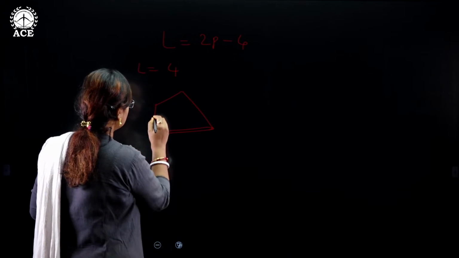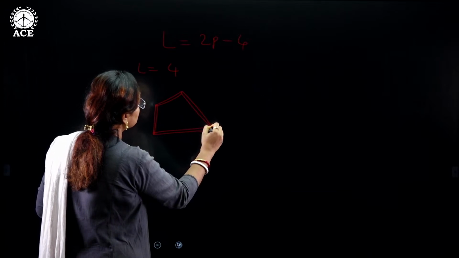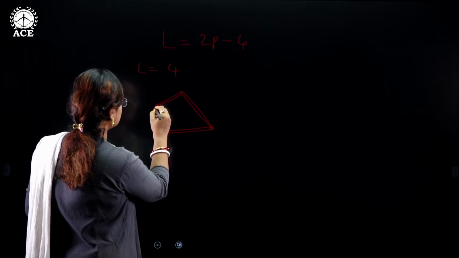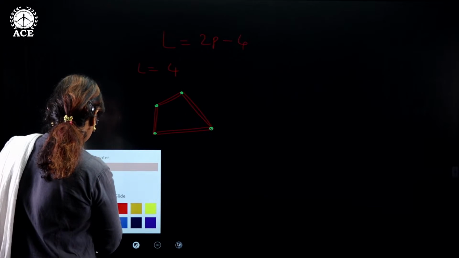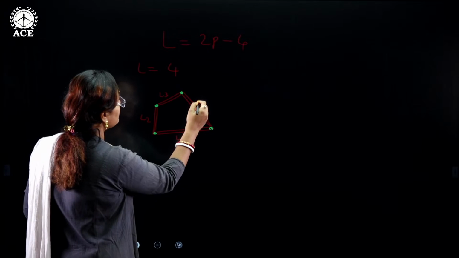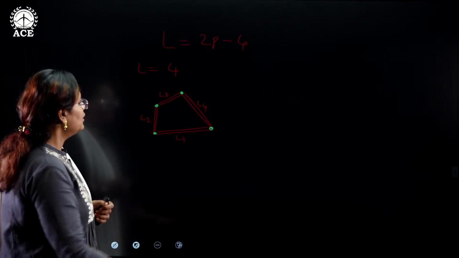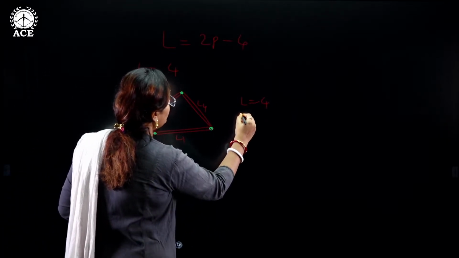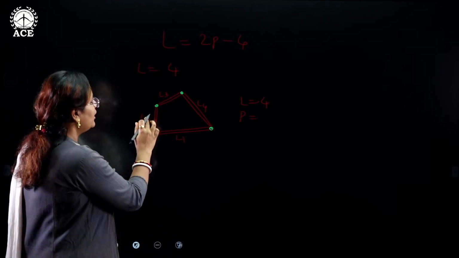This is one link. This is another link. This is another link. This is another link. These are the joints. So this is L1, L2, L3 and L4. There are 4 links, so here L is equal to 4 again. And how many pairs are there? P is equal to, again, L1 and L2 form one pair, L2, L3.